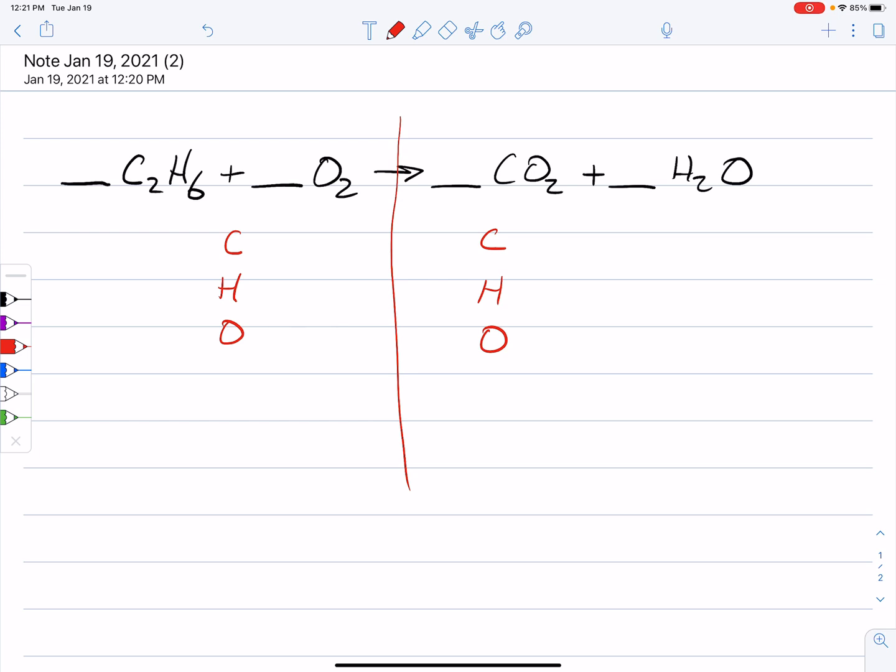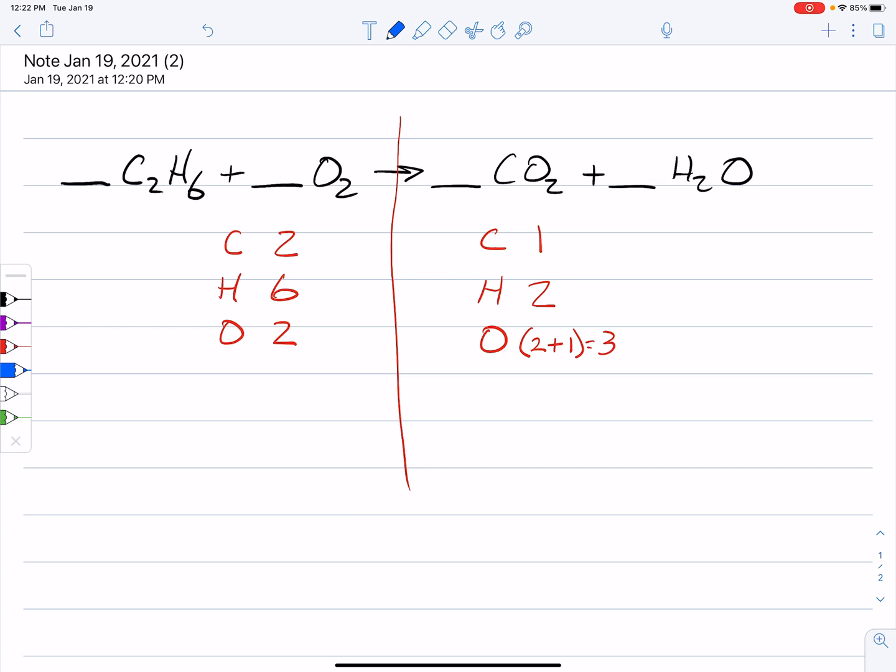It's pretty straightforward to see on the reactant side that we have 2 carbon and 6 hydrogen and 2 oxygen. On the product side, we have 1 carbon, we have 2 hydrogen, and then we have 2 oxygen in the carbon dioxide and 1 oxygen in the water. That gives us a total of 3 oxygen on the product side.